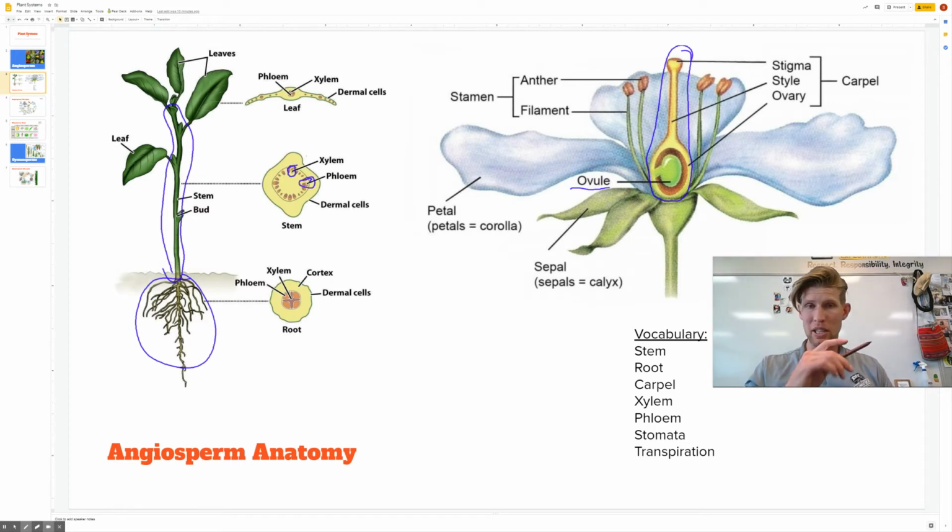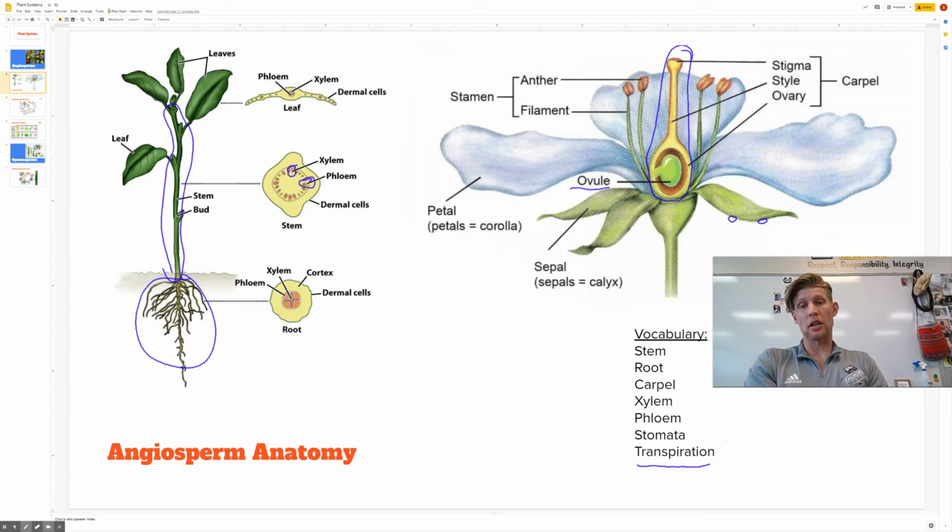Stomata. Now, I don't really have a good picture of stomata here, but stomata are usually on the underside of plants. And what they do is they are openings for transpiration. Now, what transpiration is, is the exchange of oxygen and carbon dioxide and water. They kind of consider it as sweating in the plant. The plant is sweating, getting rid of water that it doesn't need out of the stomata.